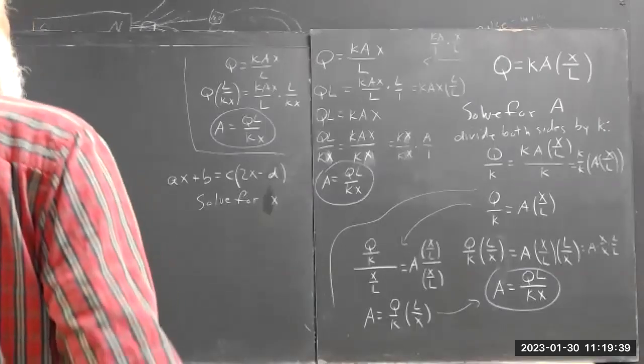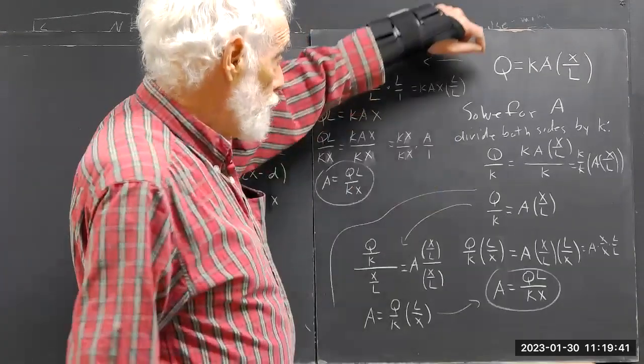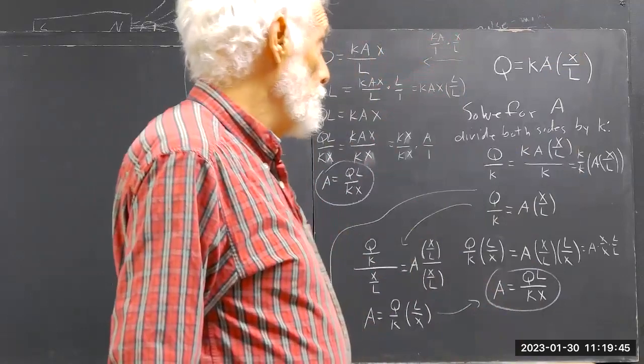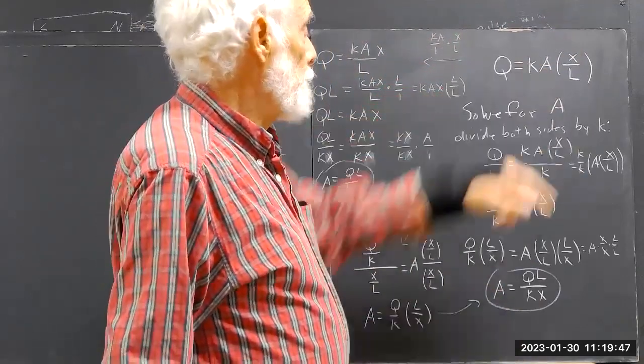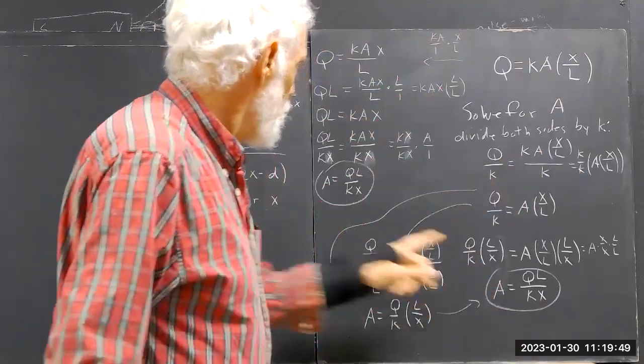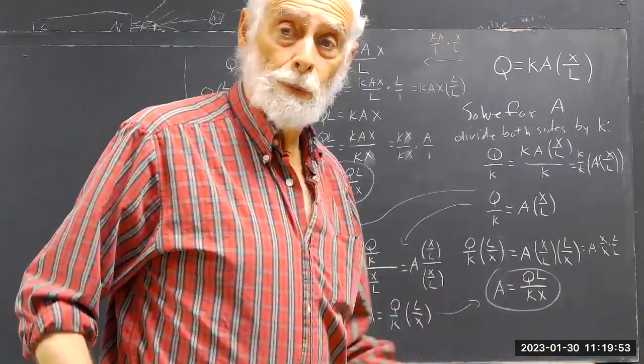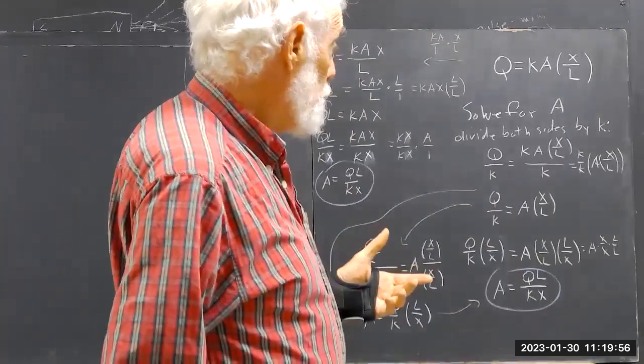Okay. Unfortunately, I didn't have a camera on while I explained all this. We start with Q equals KA times X over L. We want to solve this for A. I've done this in 1, 2, 3, and actually 4 ways, because there are many ways that we can proceed through the problem.